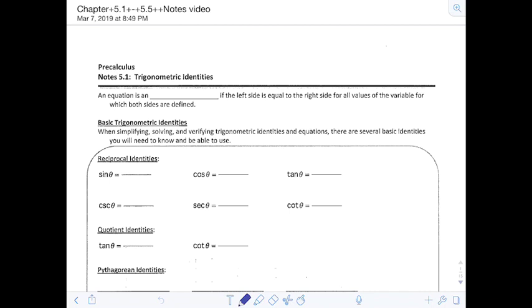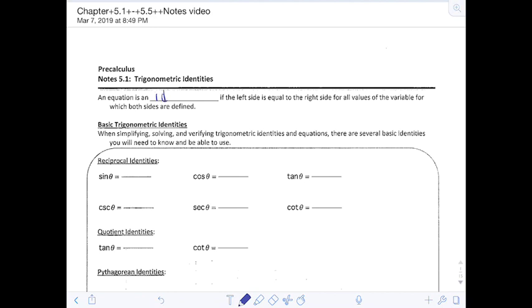So an equation is an identity. So what makes an identity? It's when the left side is equal to the right side for all values of the variable for which both sides are defined. So an identity is something that you know to be true based on the left side always being equal to the right side.